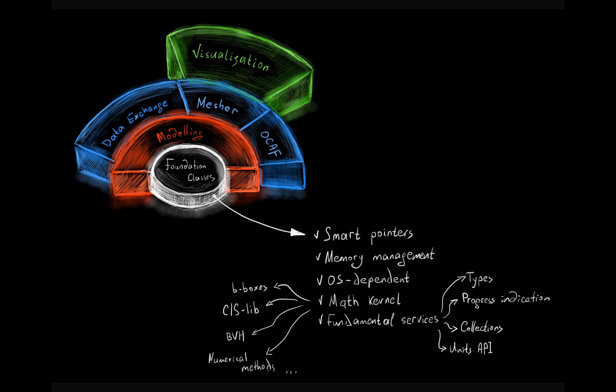Also, as a part of foundation classes, we have some fundamental services. In foundation classes we have the declaration of all the basic types of the library. Then we have a progress indication mechanism, and plugin loading services. We have different types of collections, including vectors, lists, data maps, and all those things. And there is also a units API, which allows you to work with measurement units for different physical entities and to convert from SI to the imperial system.